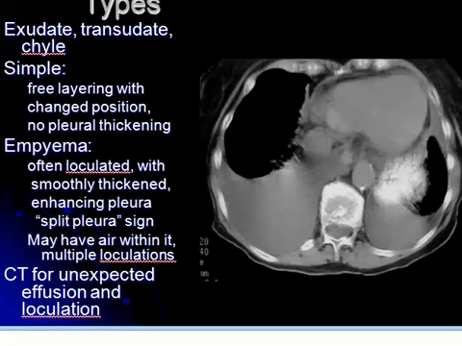It may be simple as free fluid without thickening of the pleura, or it may be loculated, and the best to detect loculation is the CT. And in loculation we can find thick pleura, and the visceral and parietal pleura are split, and this is called the split pleural sign.